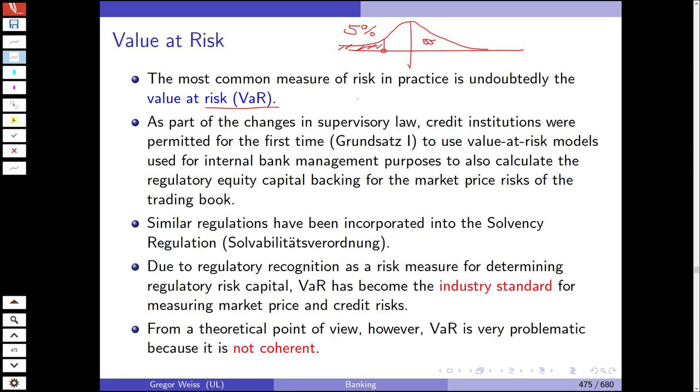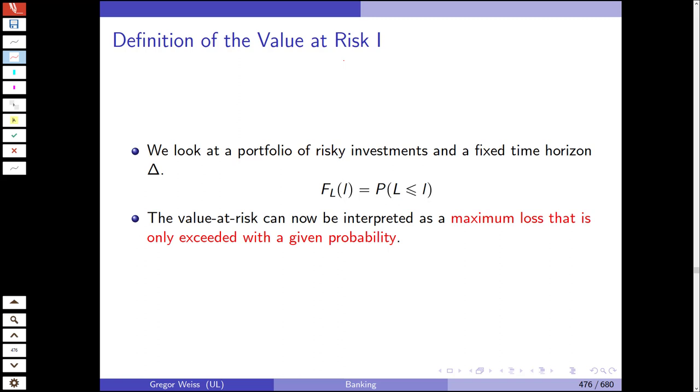This was included in even very early supervisory law. It has been incorporated into the Solvabilitätsverordnung, the solvency regulation. It's in Solvency II. Theoretically, it is not a coherent risk measure. You can learn about this in financial risk management. So it's slightly problematic, but it is the industry standard. It's included in most computer programs and statistical tools for risk management. And it's defined again as the maximum loss that is only exceeded with a given probability, at exactly this probability.